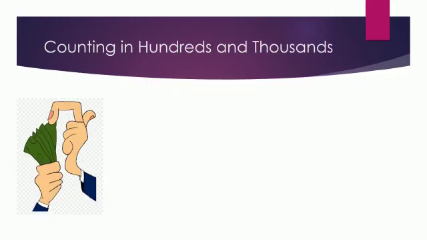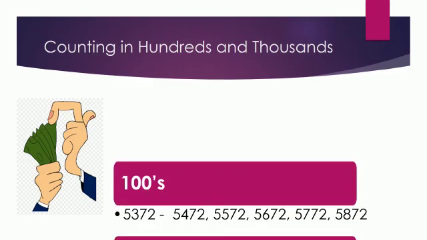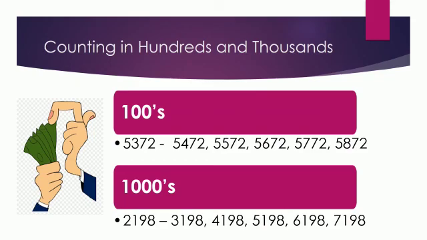So next we learn about counting in hundreds and thousands. Wow, that's so exciting. So any guesses what's the trick? Counting in hundreds would mean you simply add 1 in the hundreds place, and counting in thousands would mean you simply add 1 to the thousands place. So let's take the example for counting in hundreds, that is 5372. So what are you going to add? You're going to add 1 to the hundreds place. So what do you have here in the hundreds place? You have 3.